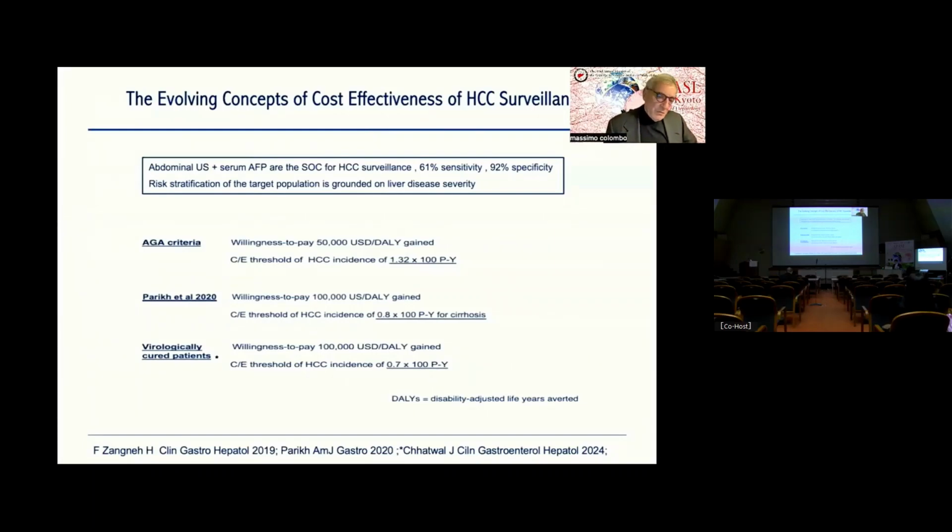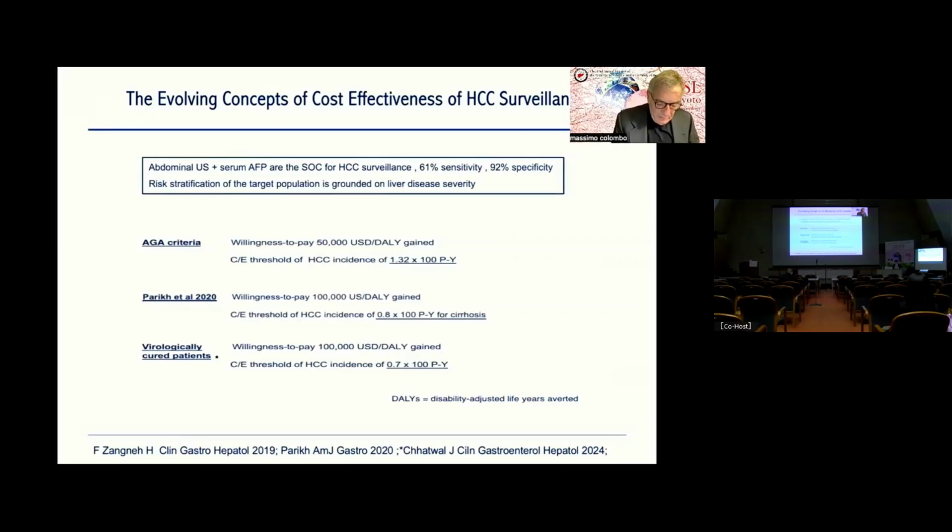AGA developed criteria some years ago to define a cost-effectiveness threshold of HCC incidence for screening for HCC, paying $50,000 for a disability-adjusted life year averted. The cutoff was set at 1.3. The cutoff was downgraded to 0.8 in the very last years when the willingness to pay rose to $100,000 per DALY, and to 2.7 more recently in virologically cured patients, still with a willingness to pay of $100,000.